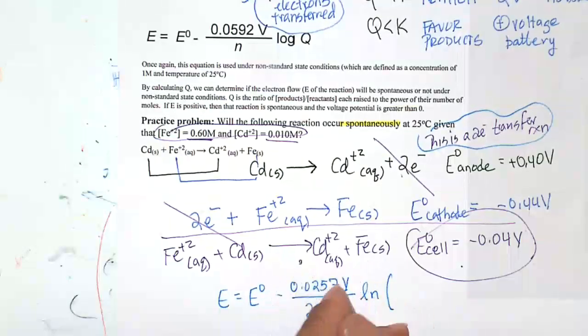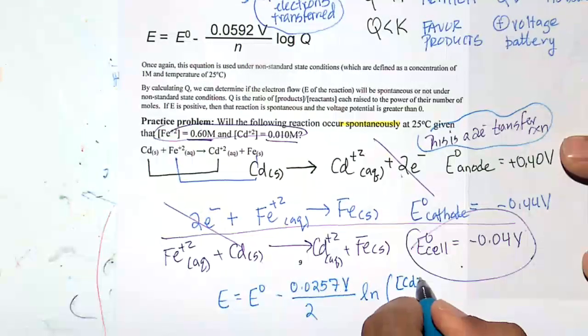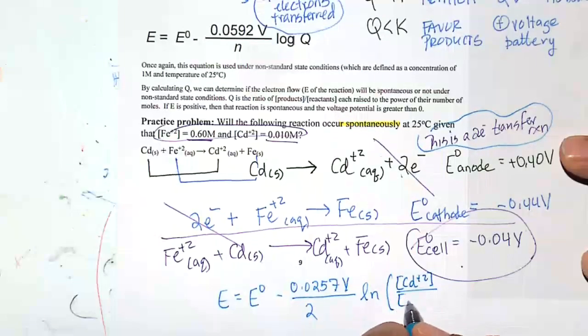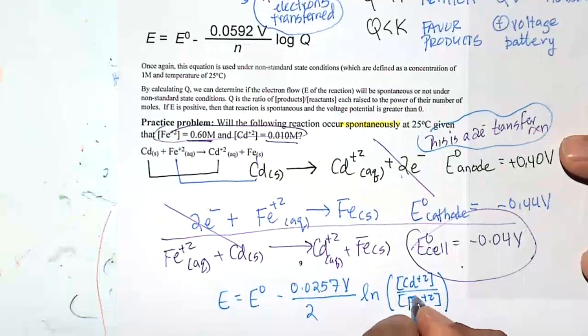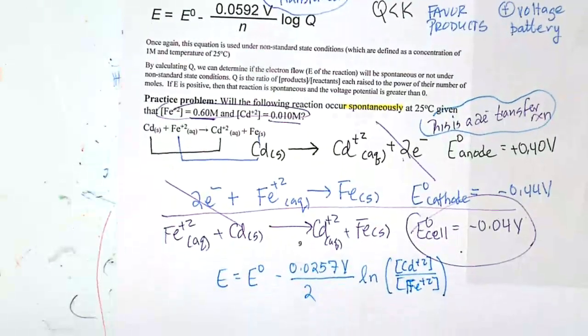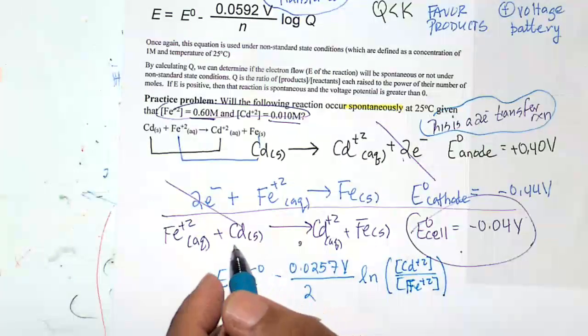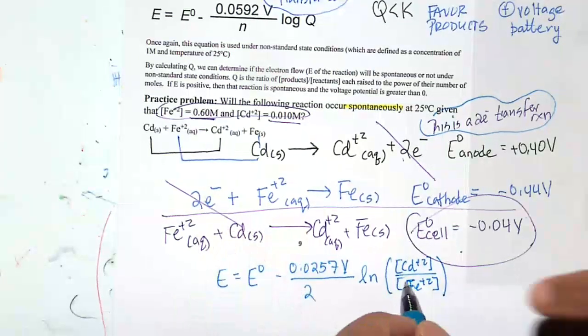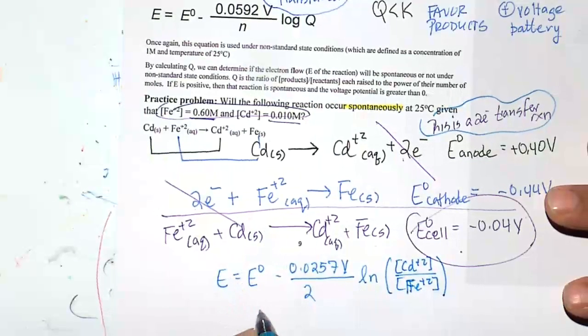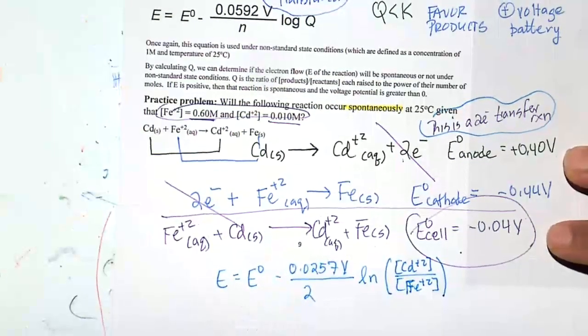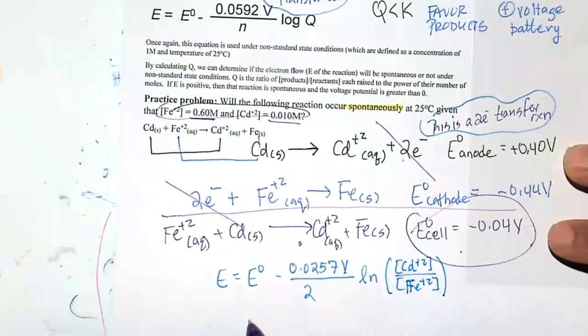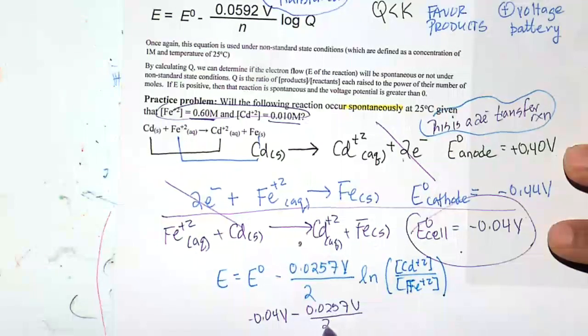What is Q? It's going to be the concentration of Cd plus 2 divided by the concentration of Fe plus 2. And why did we not include iron solid or cadmium solid? Because these are solids. We'll plug in the concentrations here. E cell, I'll plug that in. This is negative 0.04 volts minus 0.0257 volts divided by 2.